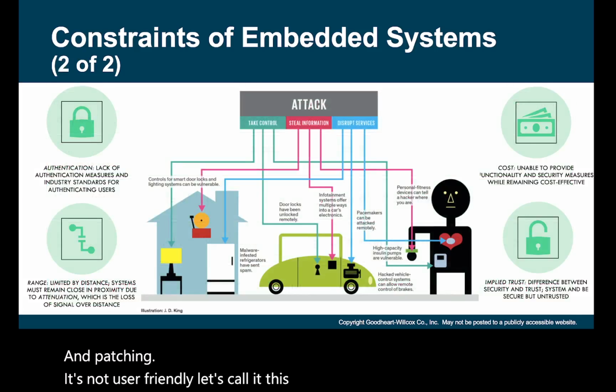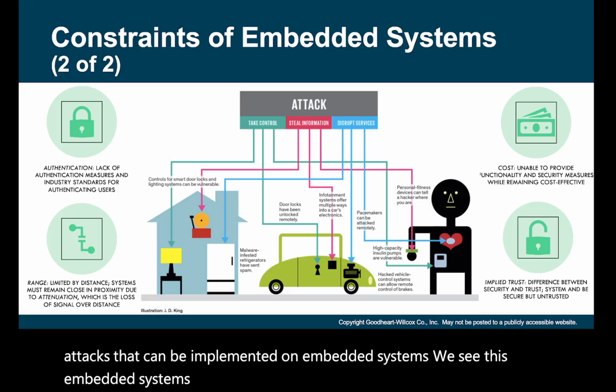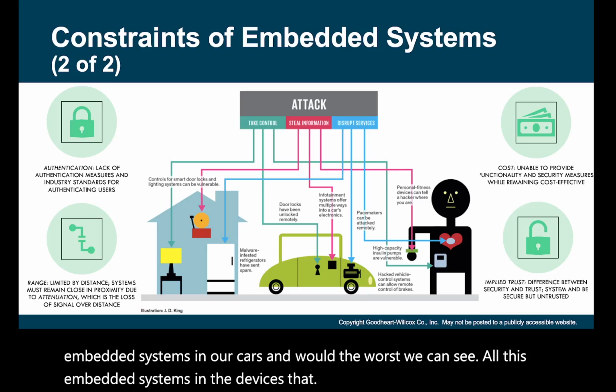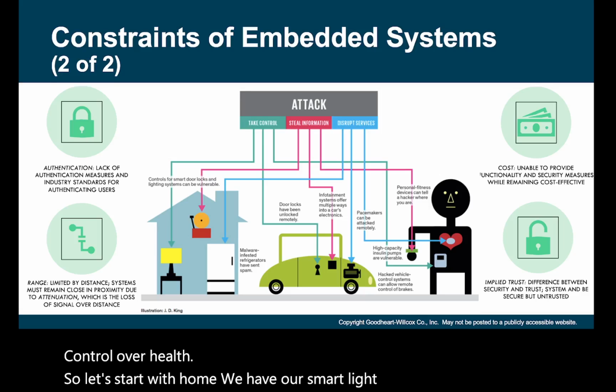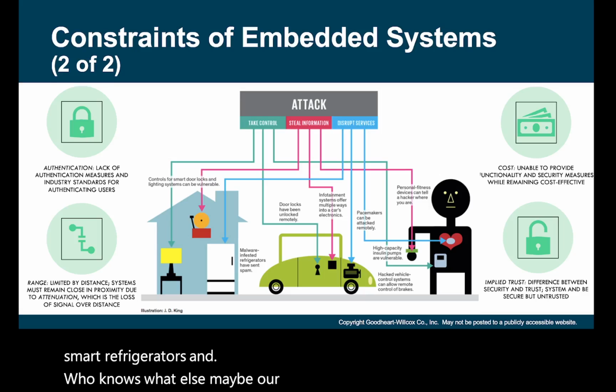So here we can see some types of attacks that can be implemented on embedded systems. We see these embedded systems everywhere in our household. We can see all these embedded systems in our cars. And what's the worst, we can see all these embedded systems in devices that control our health. So let's start with home. We have our smart light bulbs, we have our smart refrigerators, and who knows what else, maybe our smart TVs.